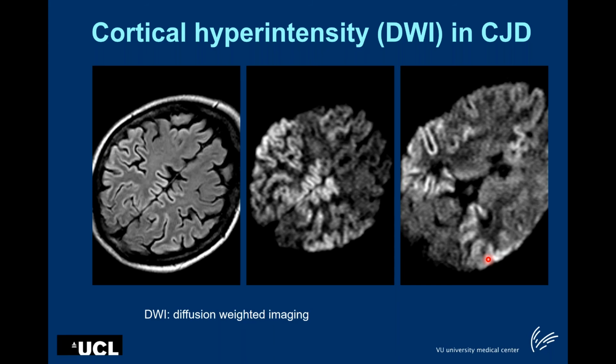So Creutzfeldt-Jakob can have this typical neocortical pattern, but another group of Creutzfeldt-Jakob patients has involvement of the striatum, so involvement of the caudate and the putamen, which can be unilateral or bilateral. So roughly half of the patients have this neocortical pattern, and the other half have the so-called striatal pattern.